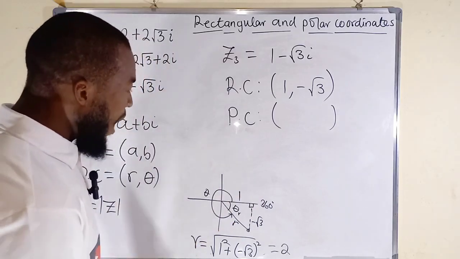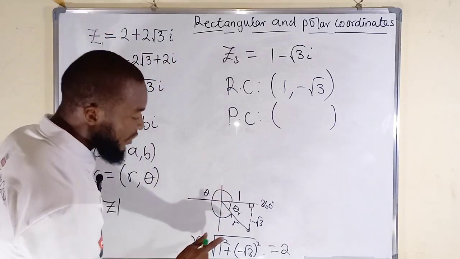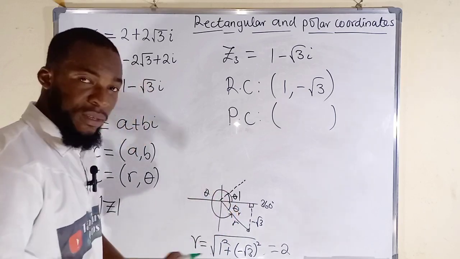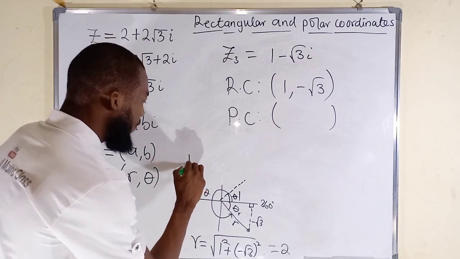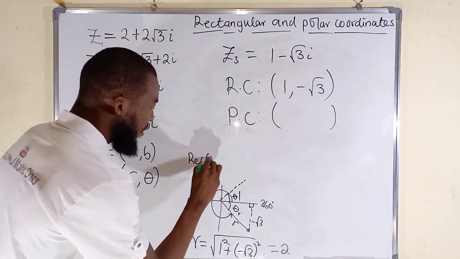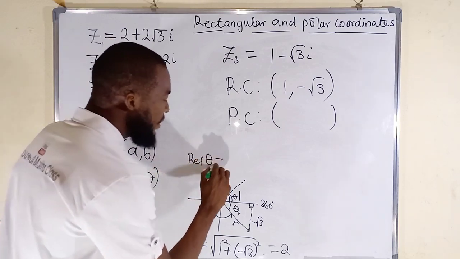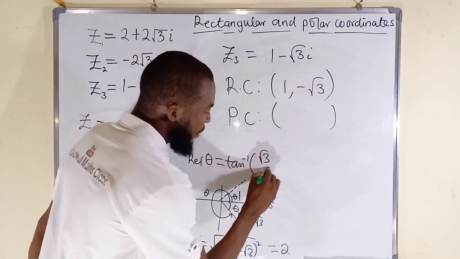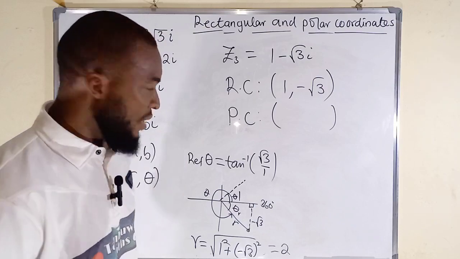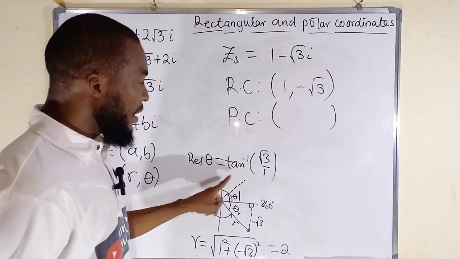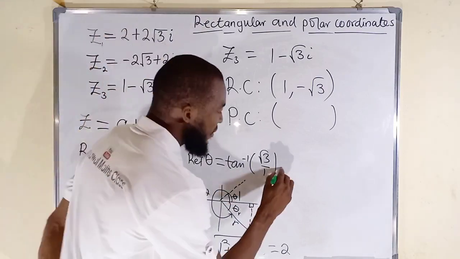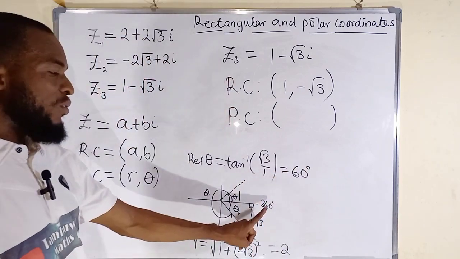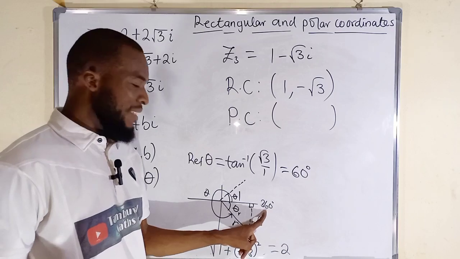Then for the angle, we are going to use the reference angle, assuming that we are in the first quadrant. We can use this angle. They are all the same, right? So reference theta is equal to tan inverse of root 3 divided by 1, which is the same thing as root 3. And tan inverse of root 3 is equal to 60 degrees. 60 degrees. But we are very close to 360.